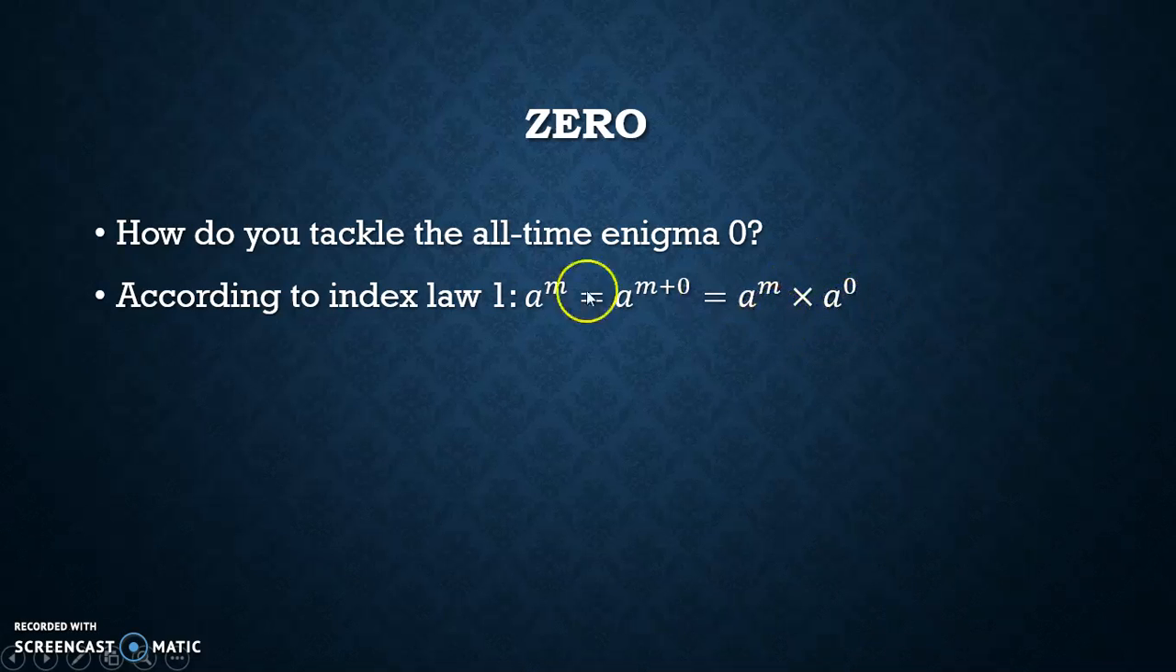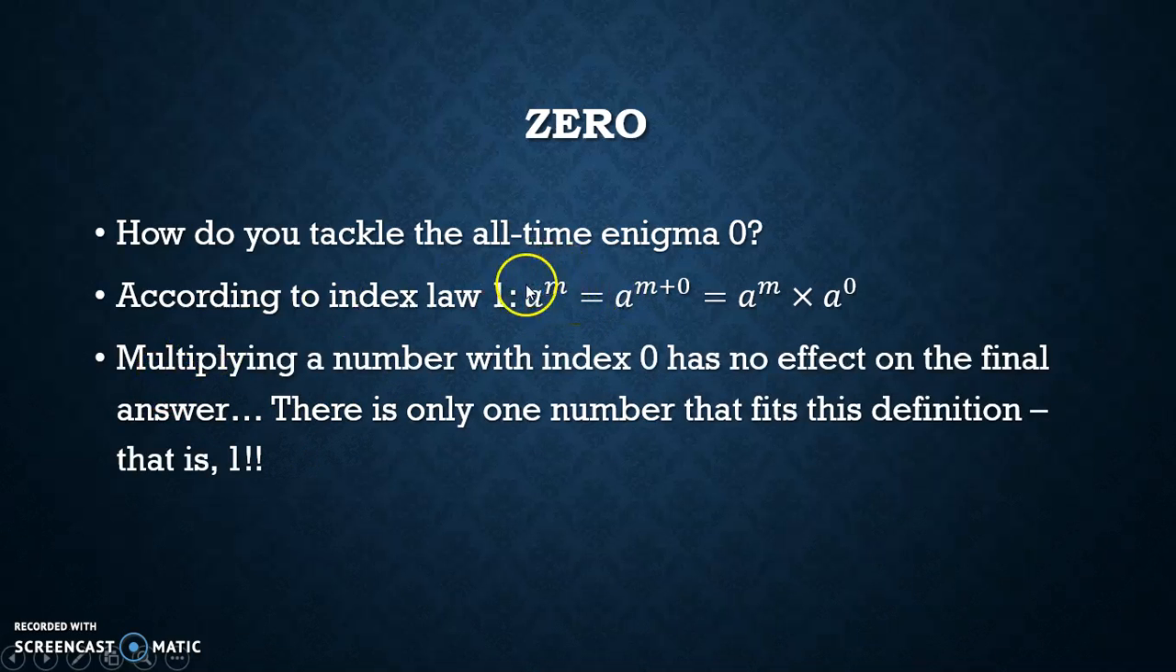And that should equal a to the power of m. So an index notation, a to the power of m, multiplied by another number, a to the power of 0, equals itself. In all our numbers, there's only one special number that fits this definition, and that is 1. Because any number, when you multiply by another number and it equals itself, then that number that you multiply by should equal 1. And therefore, we can conclude that a to the power of 0 should equal 1.